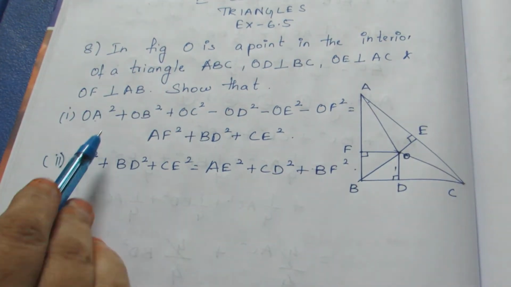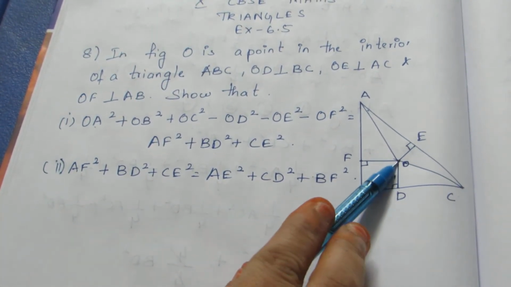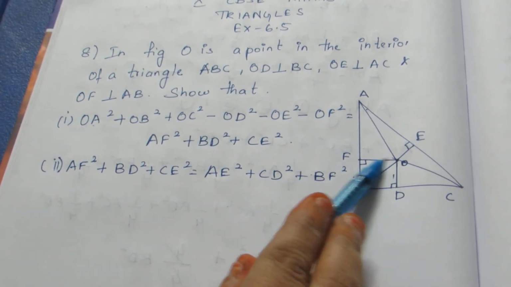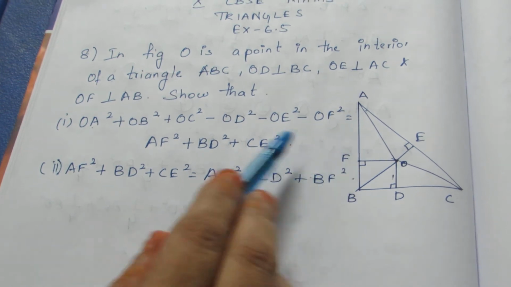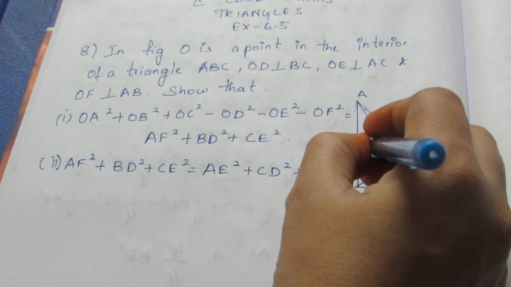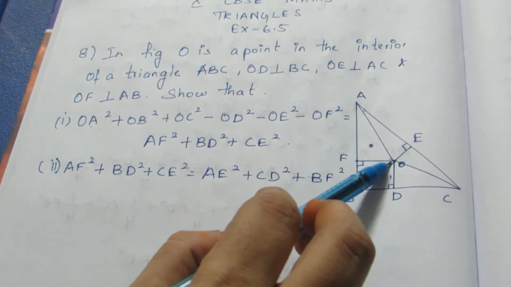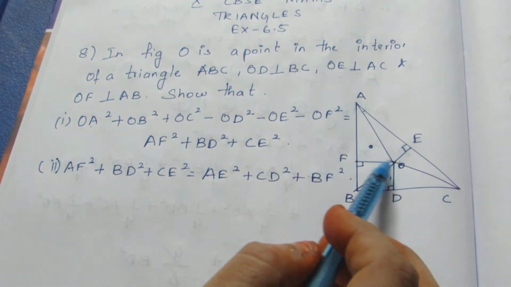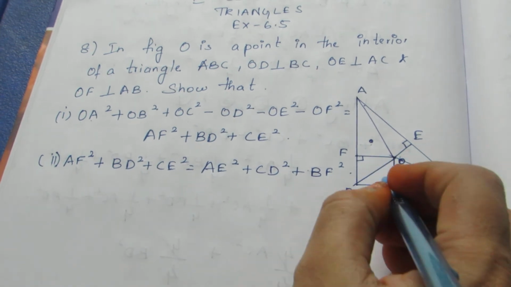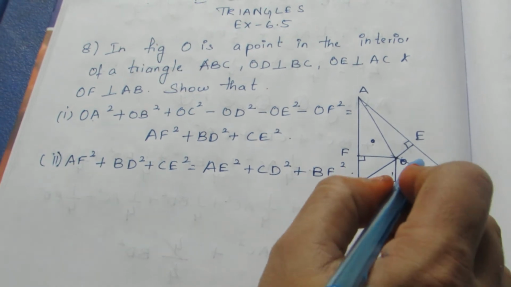Now let us take the side OA. OA is here, OB is here, OC is here, OD is here. Already it has been joined. OE is here, OF. Now AF. We will take a triangle. AF is this side of a triangle. Let me take this triangle because OF is there. AF is there, OA is there, OF is here, so let me take this triangle. Then BD is here, so let me take this triangle as BD is here. Now CE is here, so let me take this triangle.